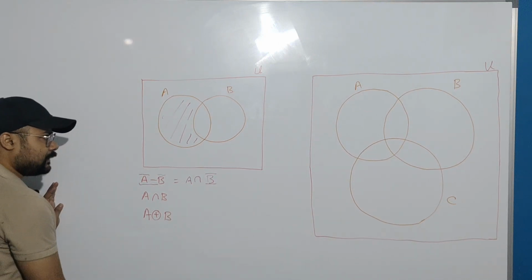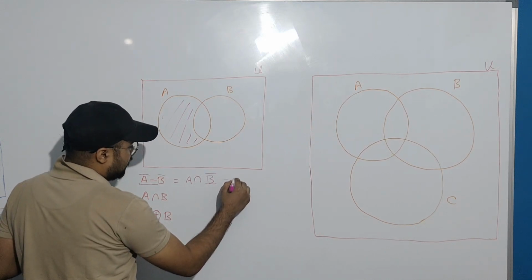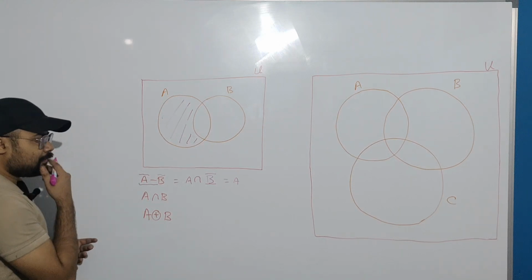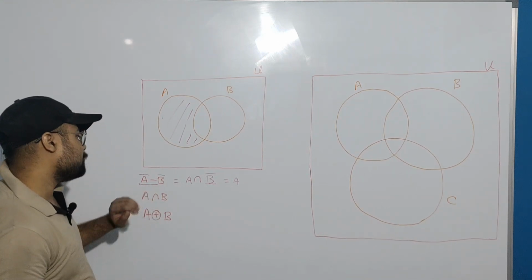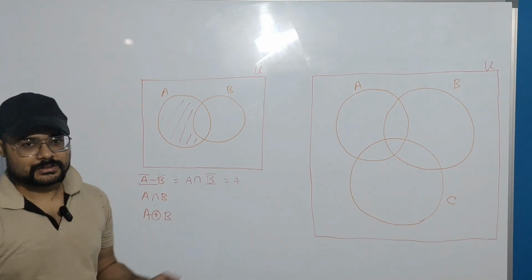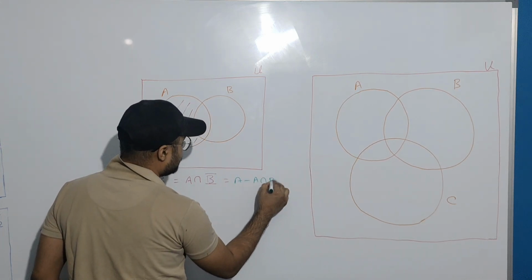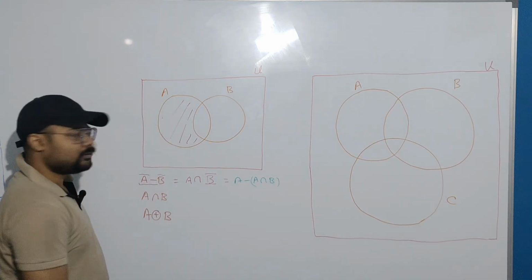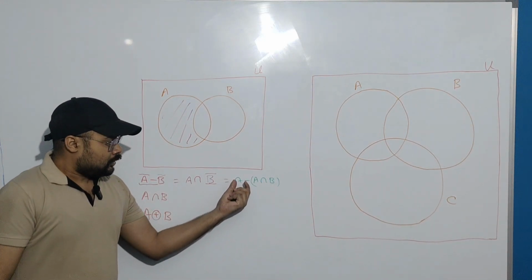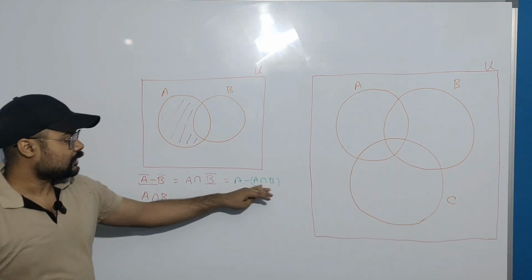This is one thing. Or you can say A minus B is A minus something. From A you want to remove some elements of A which are in intersection with B. So A minus B can also be A minus A intersection B. From A you are removing those elements that are also in B, or that are in common with B.